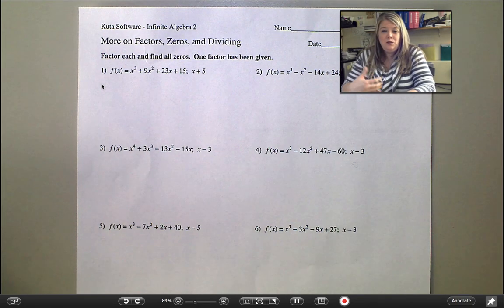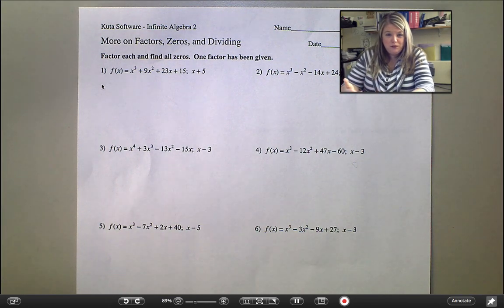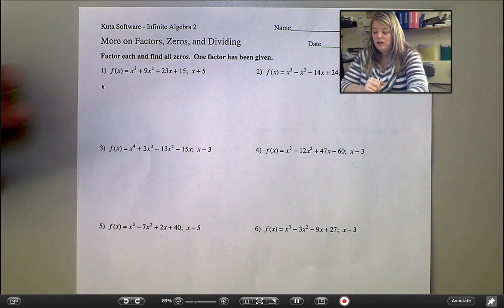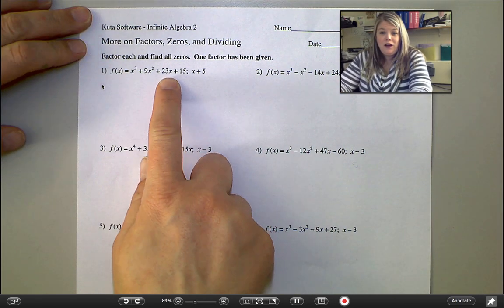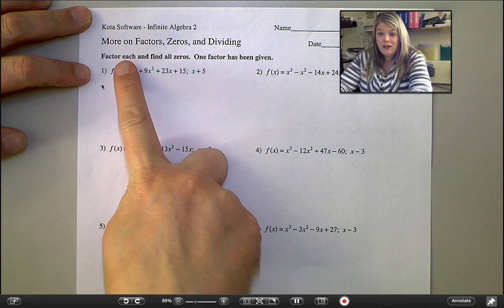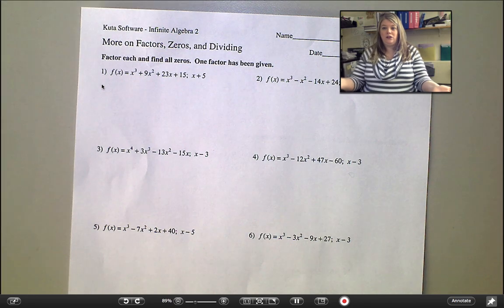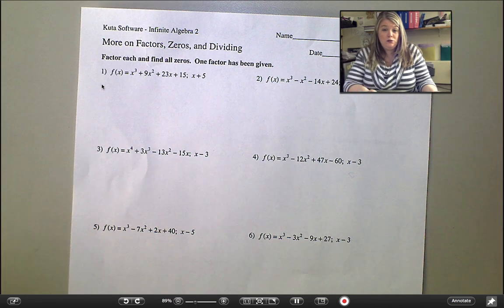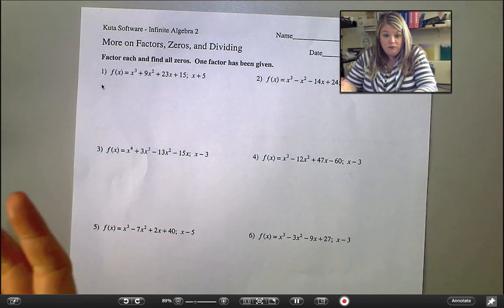Just so you can see what I'm looking for and see where you have some choices in how to do these problems, okay? So our goal here is to take a polynomial like this one, all right, and find all of the factors and all of the zeros. Now that sounds like a lot, but remember that every factor gives you a zero, and every zero gives you a factor. So really, if you can find one, you have the other, okay?